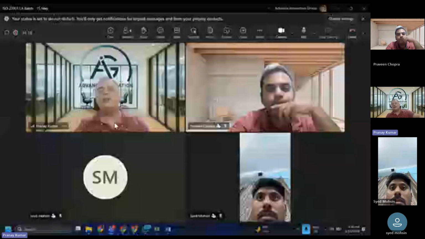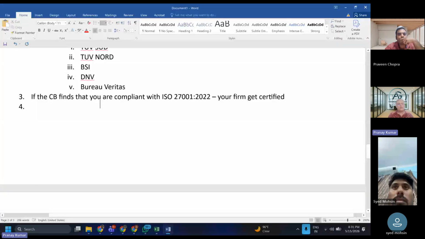The audit bodies that will audit will always conduct the audit in 2 stages. One is referred to as stage 1, another as stage 2. Some people call it the adequacy audit.